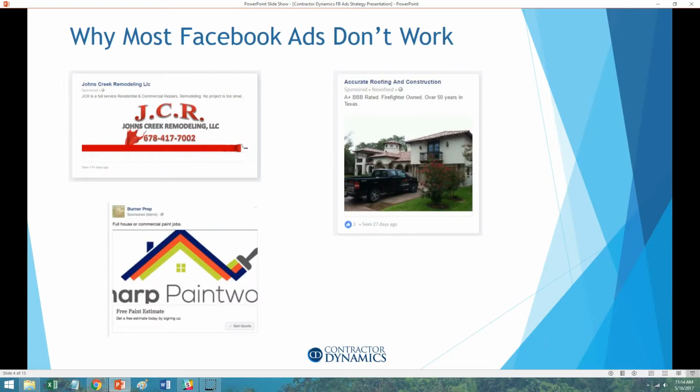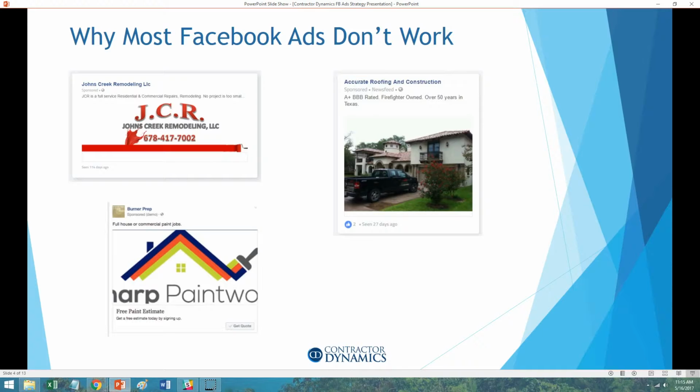Let's start out with why most Facebook ads don't work, or why 90% of contractors fail with their Facebook ads or their online advertising. So the biggest problem is not with the platform. Facebook is a fantastic advertising platform. In fact, it's just growing every day. More and more people are getting on Facebook every day. Your audience is there. Your prospective customers are there. Pretty much everyone you know is there. So it's a fantastic advertising platform.